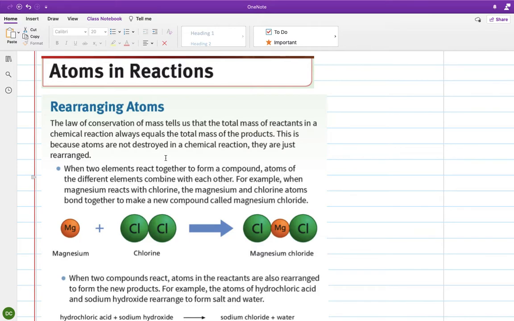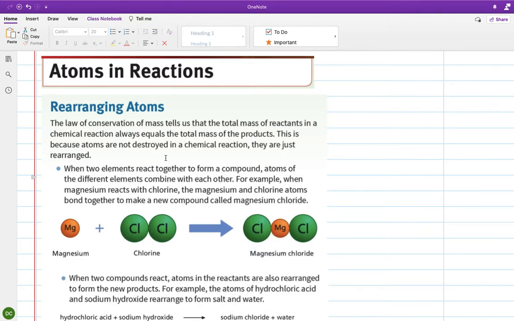The first part here we've actually already discussed, I think in the reactions chapter. We talked about the law of conservation of mass. Essentially, the mass of the reactants is always the same as the mass of the products. It's just that they get rearranged, they get moved around, but the mass is the same overall. So you end up with the same amount of atoms.